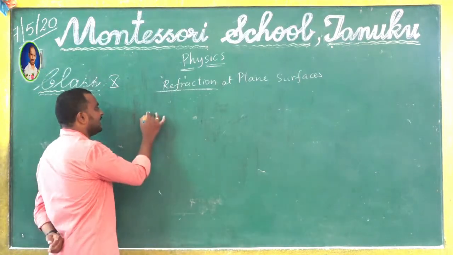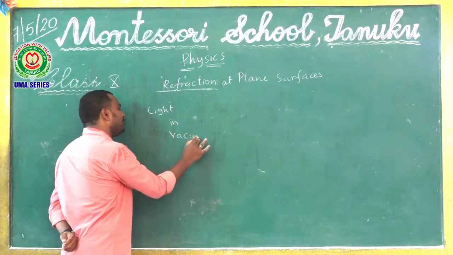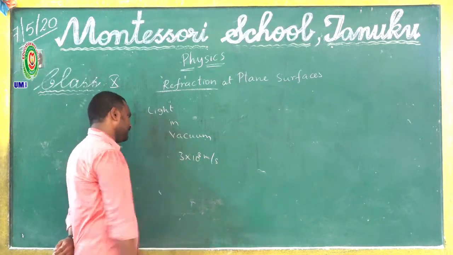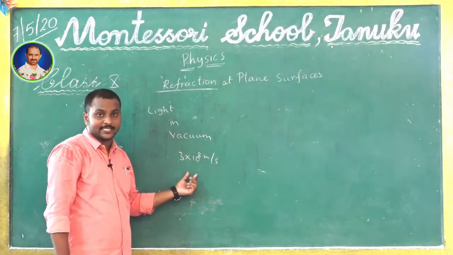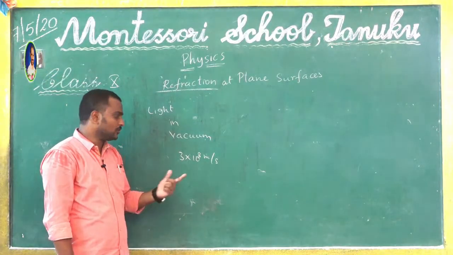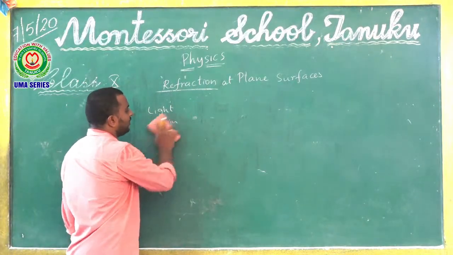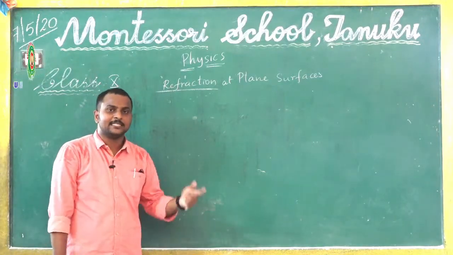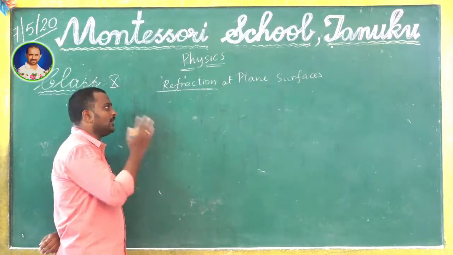Actually, the speed of light in vacuum is 3 times 10 power 8 meter per second. So it almost travels 3 lakh kilometers in 1 second. The fastest thing in the universe is the speed of light. This speed of light changes from one medium to another medium, and due to this, the light appears bent. This process of bending of light is called refraction.